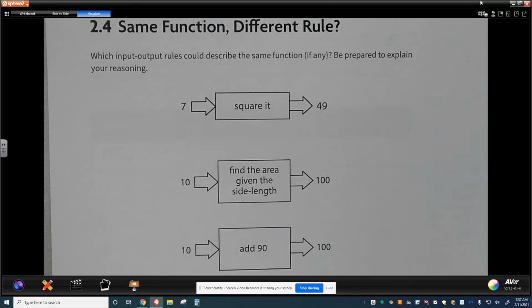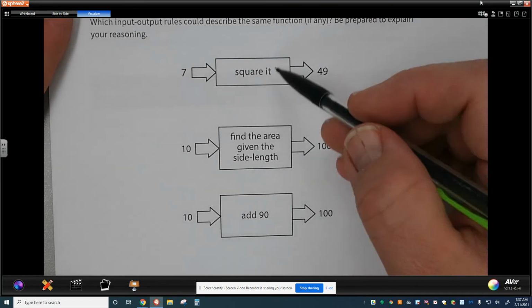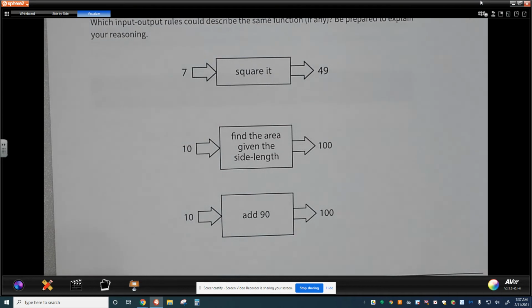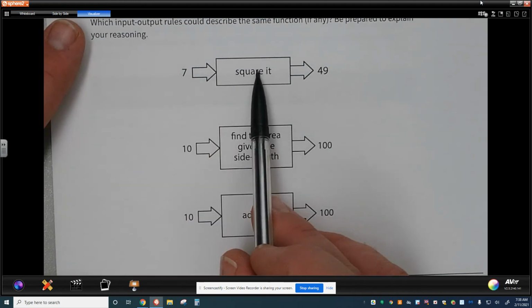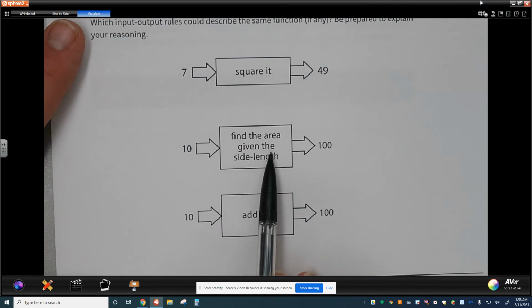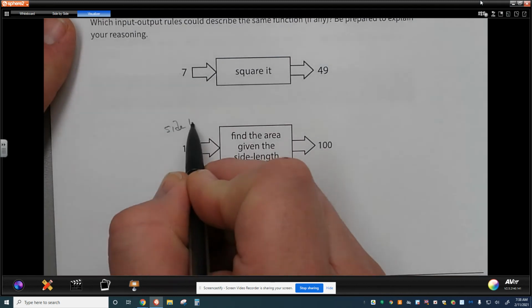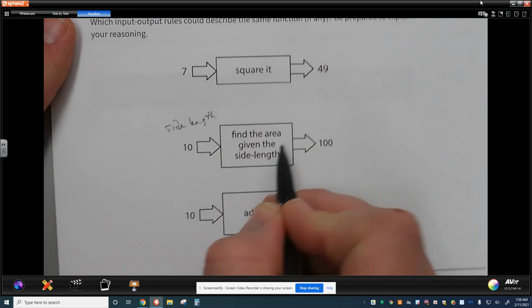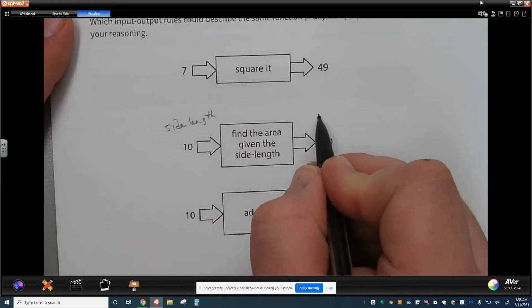So here's a good example of this. When we look at these 3 function rules, which input-output rules could describe the same function, if any? Be prepared to explain. We have 7 being squared, so we take any number, square it, and we get its output. We take a number, we find the area given the side length. So if this would be a side length, and then we square it, this would have to be the perimeter.